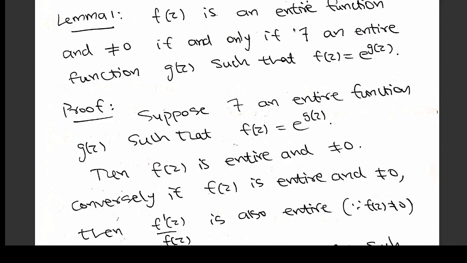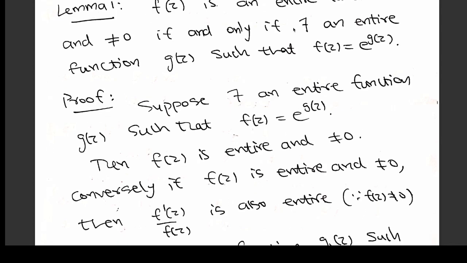So we assume that f(z) is an entire function which is non-zero. That means it has no zeros. That happens only when f(z) has the form e raised to g(z), where g(z) is an entire function. You know that this is a property enjoyed by the exponential function. It is entire and non-zero. So this tells you that any entire function with this property will be of such kind, some exponential.